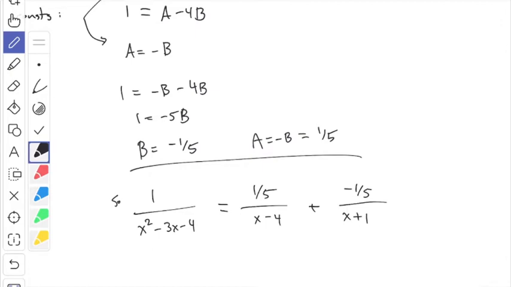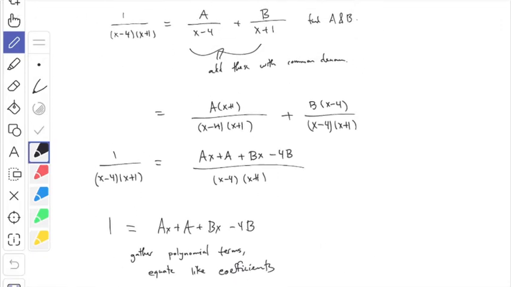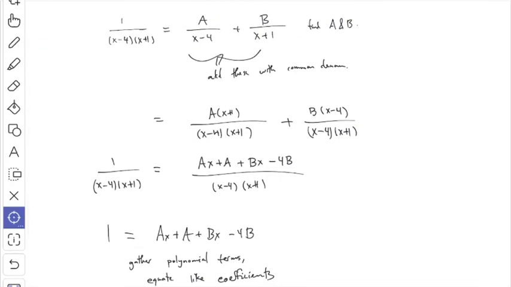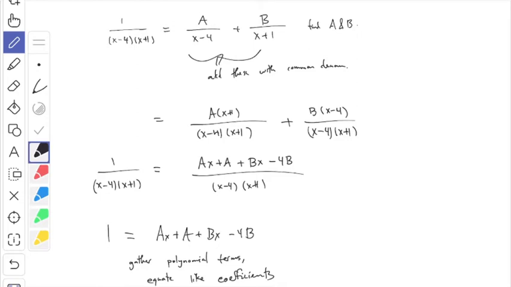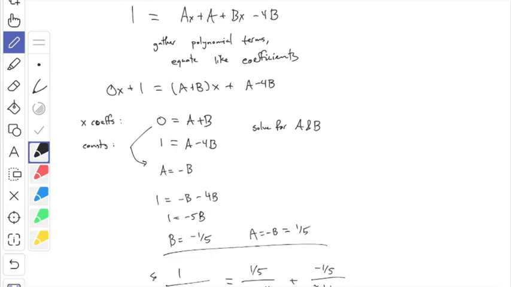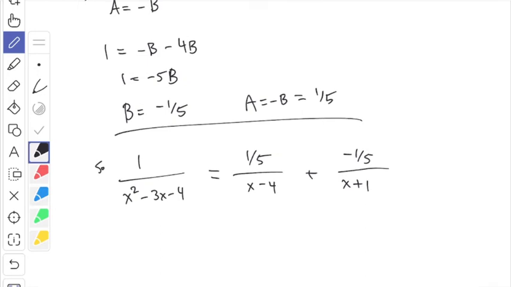Just to refresh our memory here: you start by setting it up with variables A and B, and then you combine the fractions by adding a common denominator. You gather the terms in these polynomials, eventually set up a linear system, in this case of two variables and two equations, and then you solve that system. And eventually, if it all works out, you get your values for A and B. Any questions about the process? We're going to do some more examples, but this is the basic idea.